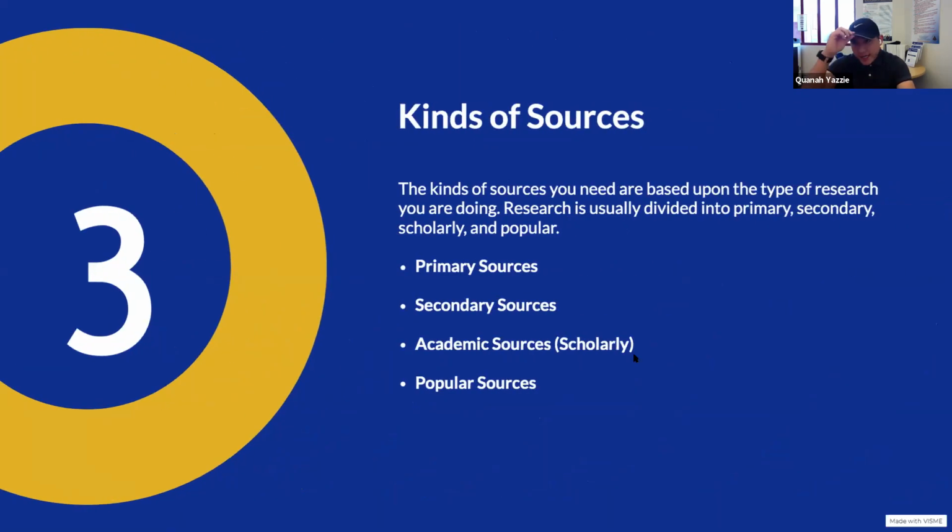So when we're looking at kinds of sources, it's based upon the type of research that you're doing. Research is usually divided into primary, secondary, scholarly, and popular. There are different sources for each of these types of research, and we'll go into each of those. So primary sources, secondary sources, academic sources, and popular sources.